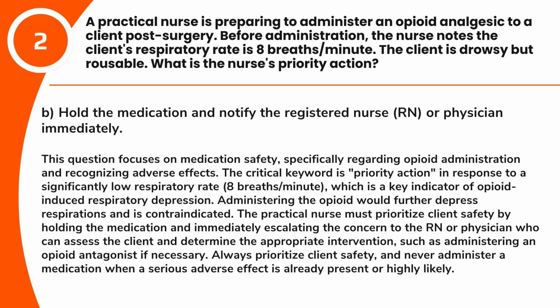Administering the opioid would further depress respirations and is contraindicated. The practical nurse must prioritize client safety by holding the medication and immediately escalating the concern to the RN or physician who can assess the client and determine the appropriate intervention, such as administering an opioid antagonist if necessary. Always prioritize client safety, and never administer a medication when a serious adverse effect is already present or highly likely.